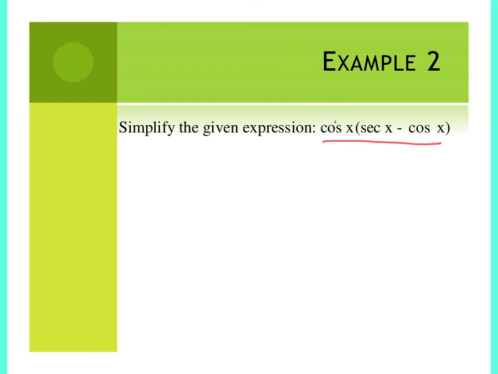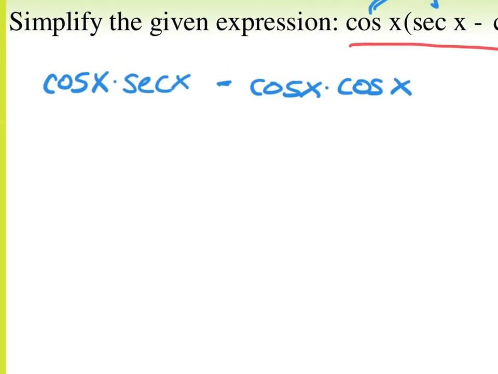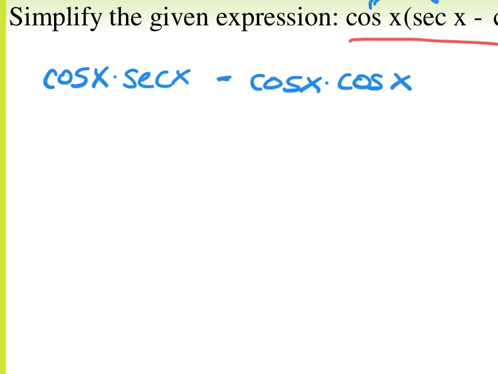Distribute. So let's distribute cosine of x times secant of x minus cosine of x times cosine of x. Now the sines and the cosines you're usually going to leave alone, but your reciprocal functions can get replaced. So what is the same thing as secant of x? 1 over cosine of x.